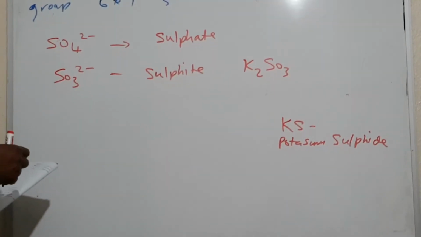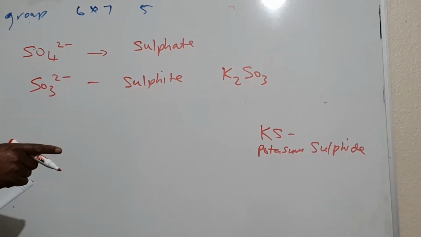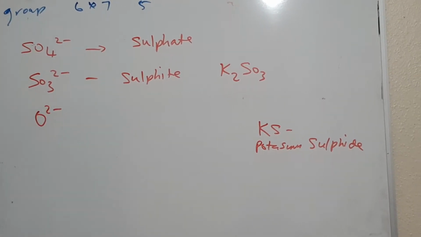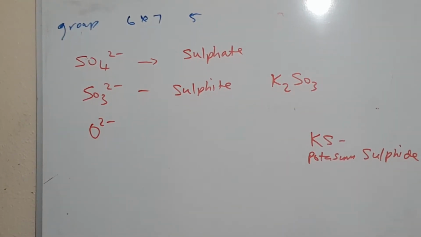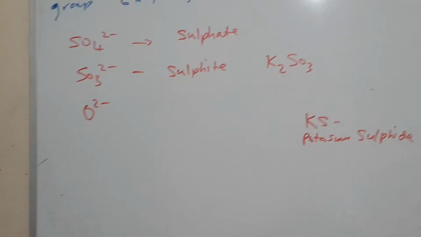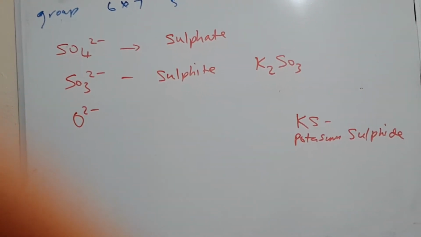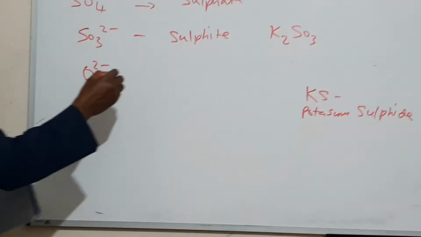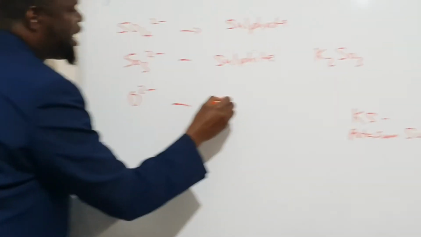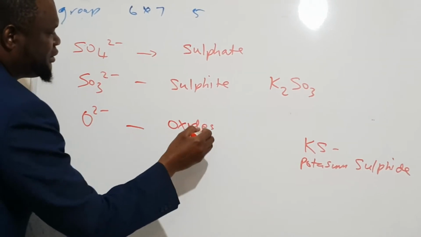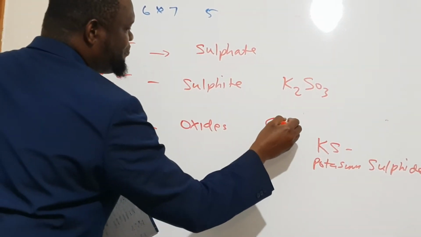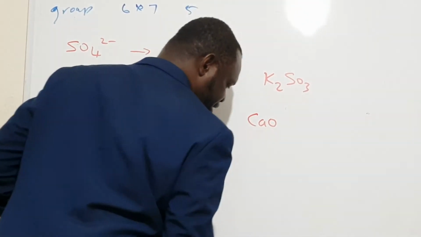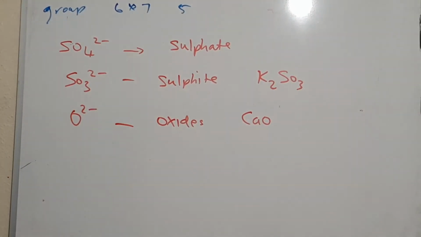We did CO3, the carbonate ion. Now O2. Is O2 a compound ion? Halima, is O2 a compound ion? No, it's only one element, so it's not a compound ion. Its compounds are called oxides. The famous one is calcium oxide, lime water, used in the test for carbon dioxide.